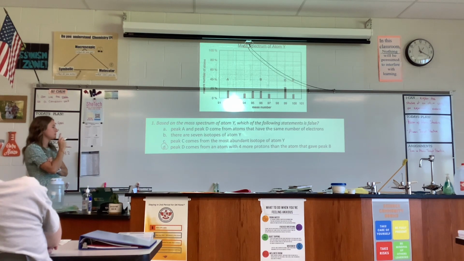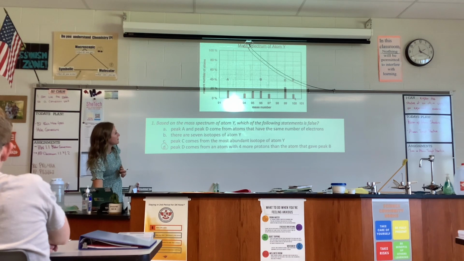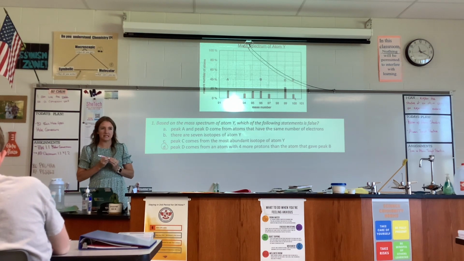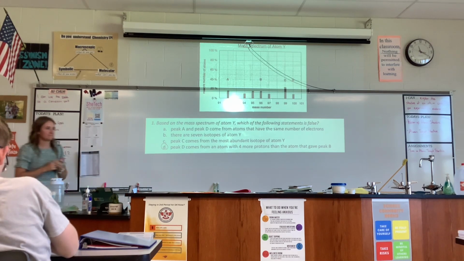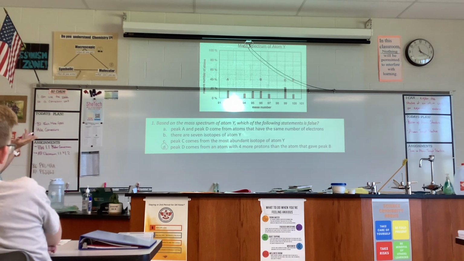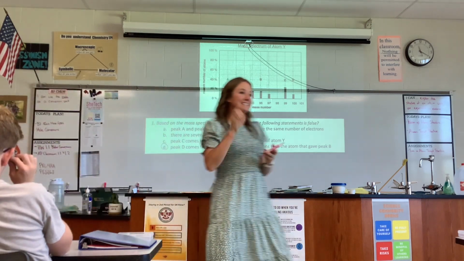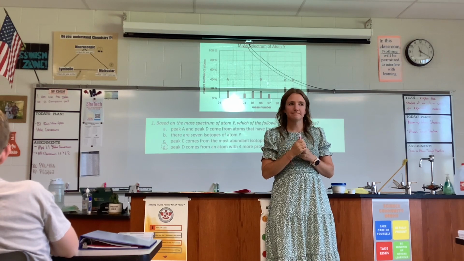D, peak D, this one right here, comes from an atom with 4 more protons than the atom that gave peak B. Why does that have to be false? Christina? Because if it's 4 more protons, then it's not actually atom Y anymore. Yeah, this is all for atom Y, and protons identify what it is. Very good, thank you. If you picked D, have a smiley face. Any questions on that before we try another one?